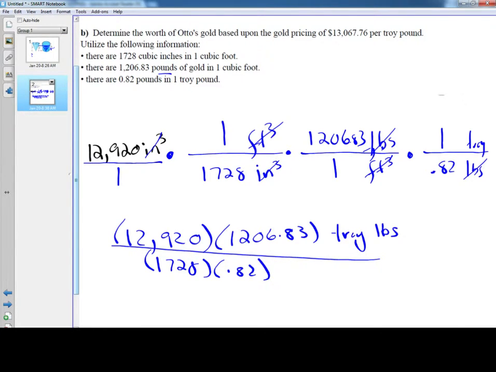Now here's the thing, does that make us done? No, because that's only how many troy pounds we have. I need to multiply by how much they're selling the troy pound. So I also need to add, let me move this troy pounds over. Multiply this by 13,067.76 dollars. I would be at dollars now, because technically I'd be canceling out troy pounds as well.